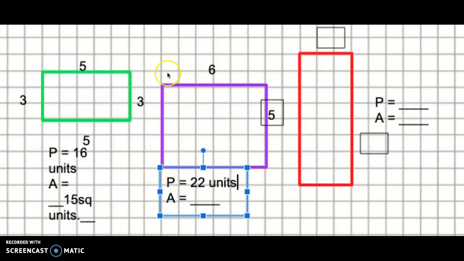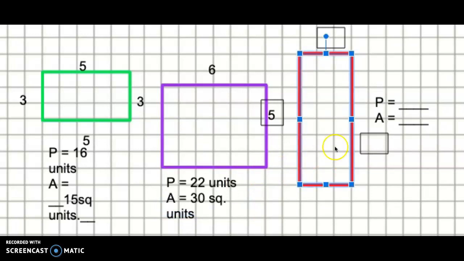That's the measurement around. If I go to my area, that's the inside. I could count every single box, or I could remember our formula is length times width, in which case we have 6 times 5, and that is 30 square units.